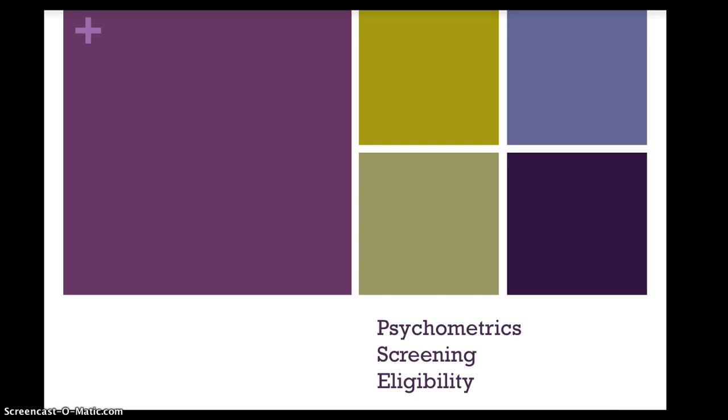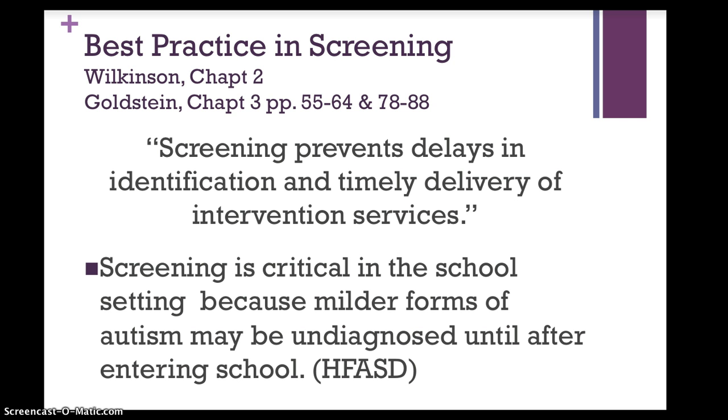Module 2 is looking at psychometrics, screening instruments, and eligibility for identification as a student with ASD. The information is covered in your textbooks in Chapter 2 of Wilkinson and portions of Chapter 3 in Goldstein. The page is noted here. The remainder of that chapter will be covered in Module 3.